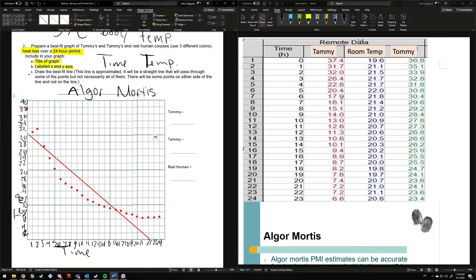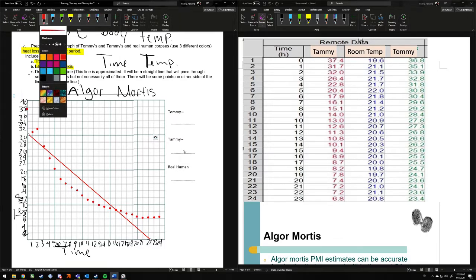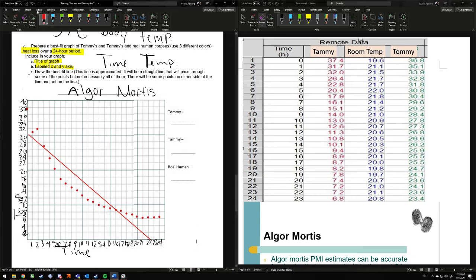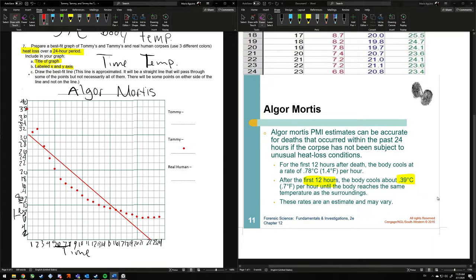So this was Tammy. So we're going to go back to draw and we're going to put Tammy right here just to make sure that it's red. Not like this. There we go. So now you need to do the same thing for Tommy, and you need to do the same thing for the real human. Now, I'm going to explain how to do the real human one, and you're going to be using this slide to do the real human one.